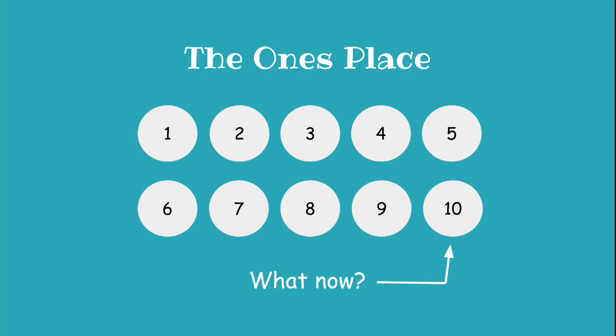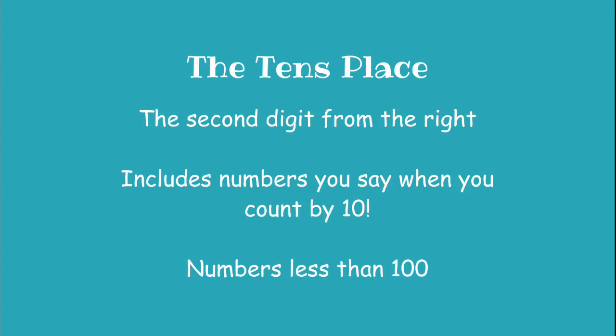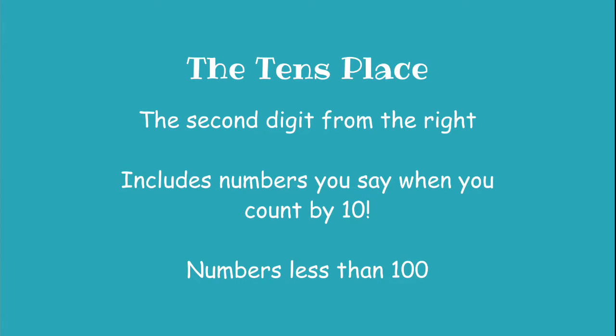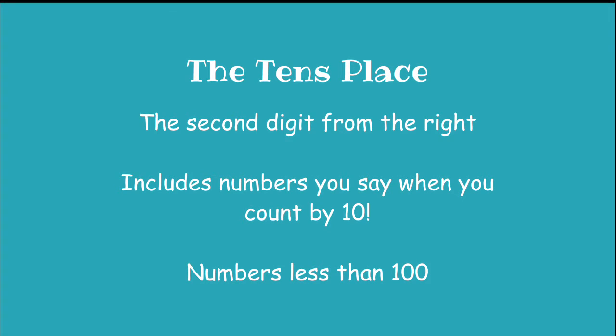We've now decided that the ones place includes numbers 0 through 9, but what happens when we get to the number 10? You may have guessed that when we get to the number 10, it takes us to the tens place. The second digit from the right is the tens place. It includes the numbers that you say when you count by 10. It's numbers less than 100.